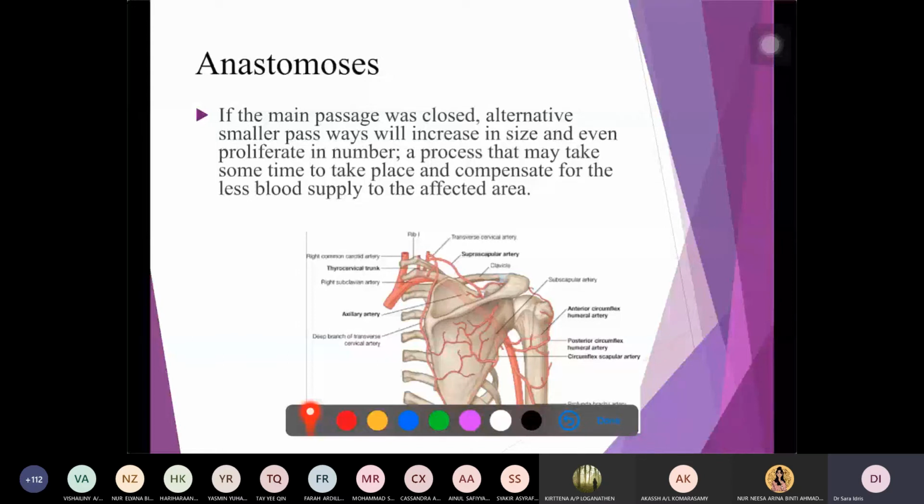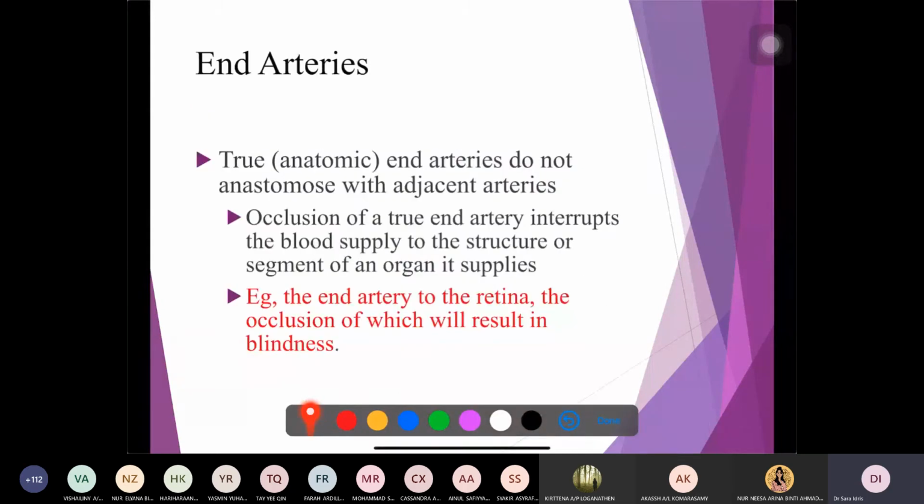So what happens then is that the blood will then reroute to smaller vessels, so smaller roads that can take them to the same destination. It's just that they have to take a detour. Okay, and if this detour is permanent, then all these small roads, you can build more roads, or you can expand these roads so that it will be able to compensate for the blockage of the main passage. So that's anastomosis.